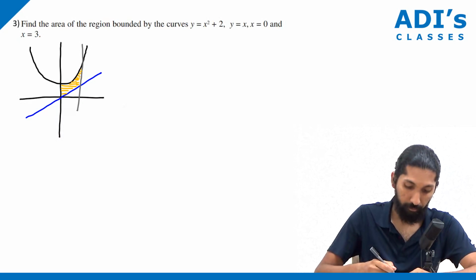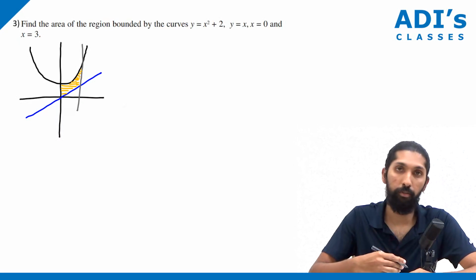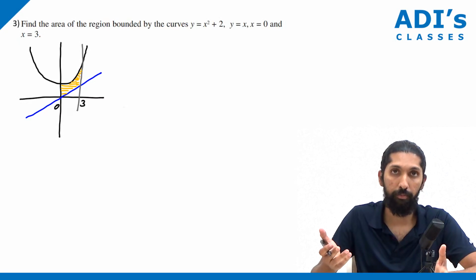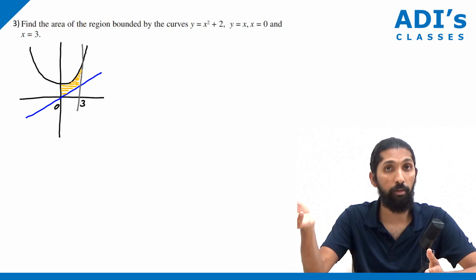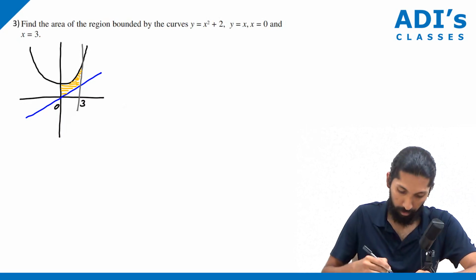All right. The limits, we already know them. Don't you think so? Because this point is 0, this point is 3. X is equal to 3, they've already given to you. Just use the formula f of x minus g of x from 0 to 3. Very simple.